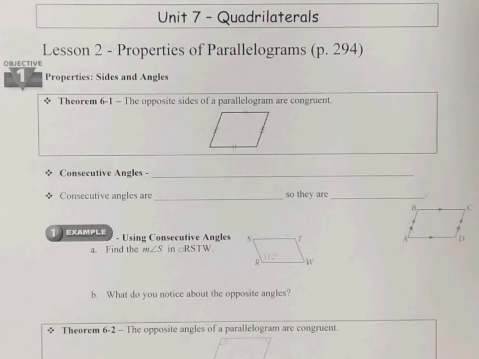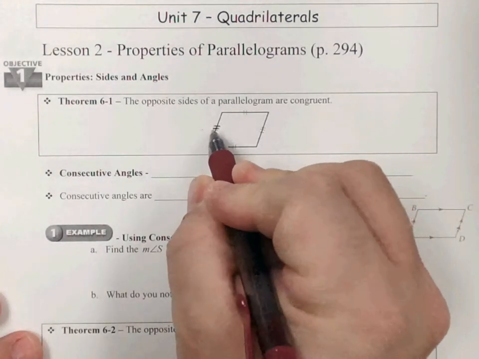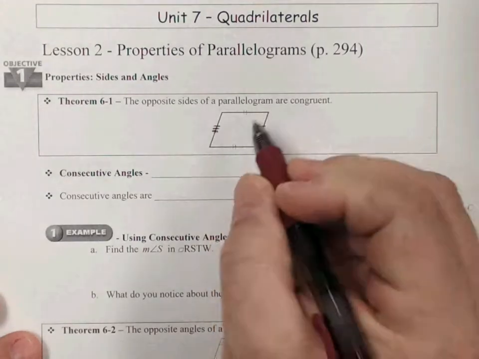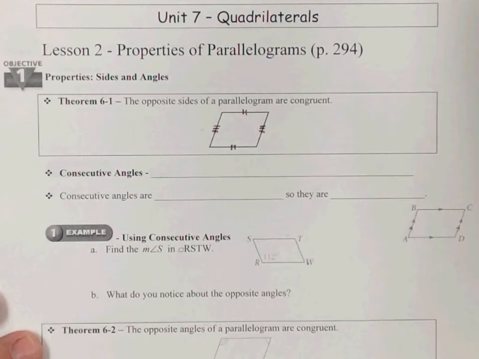So first of all, Theorem 6.1 states that the opposite sides of a parallelogram are congruent. And you can see here that this side is congruent to this side. This side is then congruent to that side, as marked.